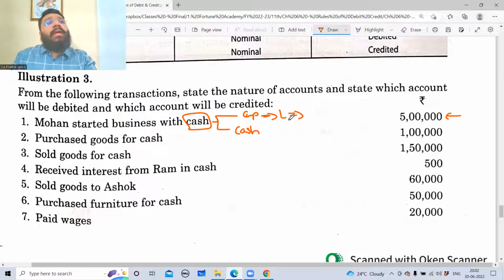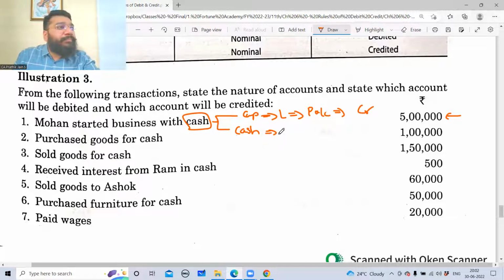Being a liability, the only rule that you can follow is the personal account rule. So personal account says what? Debit the receiver, credit the giver. So who's the receiver, who's the giver? The giver is the owner. From whose point of view will we see? Owner's point of view, opposite person's point of view. So he is the giver. So we'll debit him or credit him? Credit. So credit the giver.